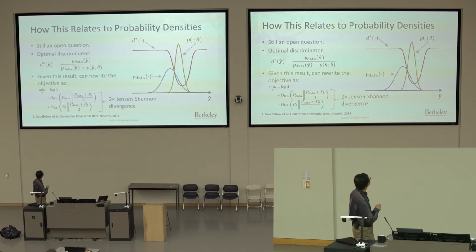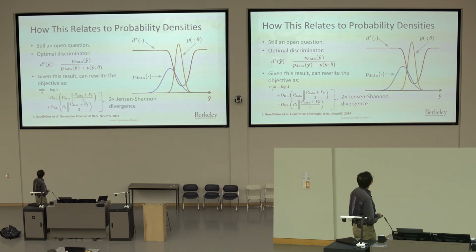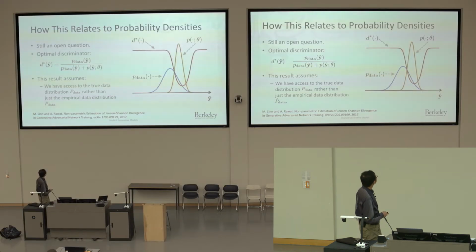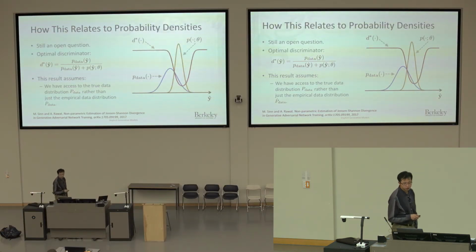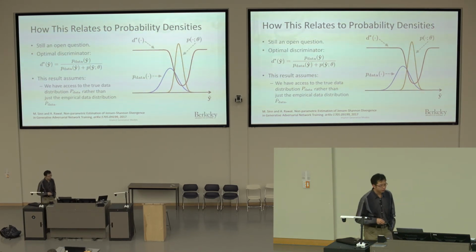This thing here is the KL from the average of the two distributions, the true data distribution and the model, to the true data distribution. And then again we have the KL from the average to the model distribution. This is what's known as the Jensen-Shannon divergence. The reason it's still somewhat of an open question is that this result relies on two assumptions. The first is that we have to have access to the true data distribution, p data, rather than just the empirical data distribution.